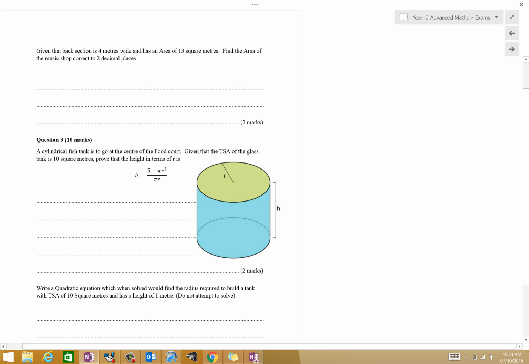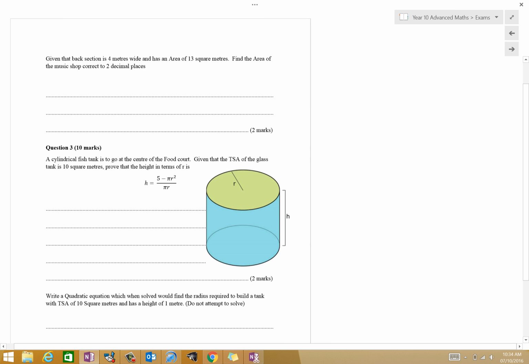Given that the back section is 4 metres wide and has an area of 13 square metres. Now this one is no longer examinable. We didn't really cover this, but you guys might recall. Actually, I don't even think you have seen that. Remember how we have the scale factor? Let's not worry about it. Wouldn't worry about that one, please.